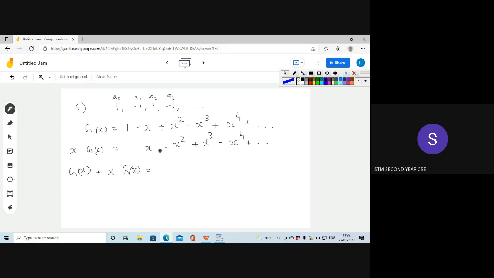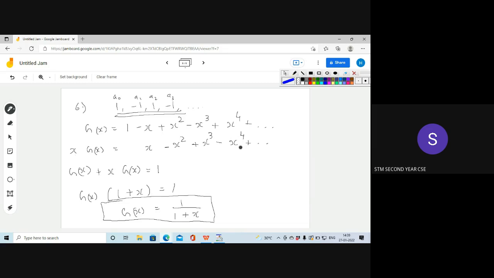When I add these two polynomials, I get 1, and the rest of the terms will cancel out, since they are opposite signs. So the right hand side turns out to be 1. Now take g of x as common: g of x into 1 plus x is equal to 1, and g of x is equal to 1 by 1 plus x. This is also a standard formula that you should remember. For this particular sequence, alternate minus and plus ones, g of x is equal to 1 by 1 plus x.